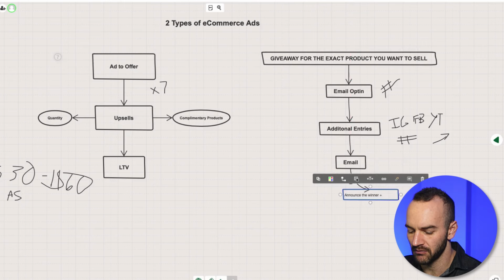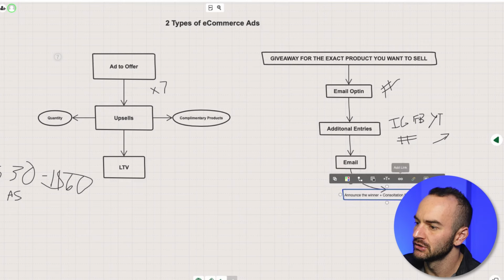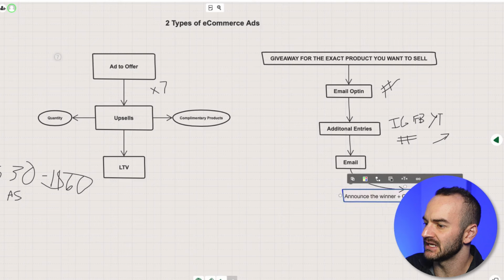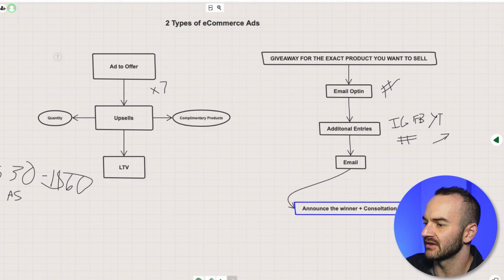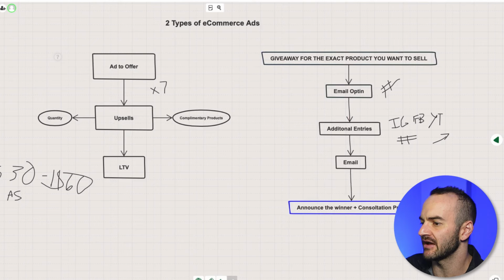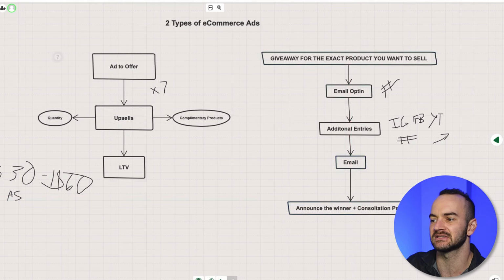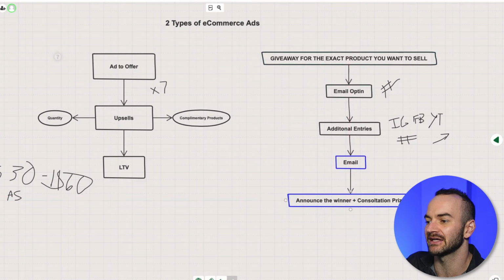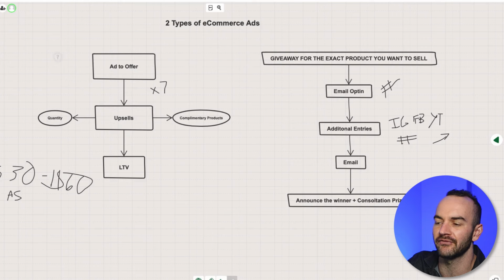plus consolation prize. So they're going to get an email on the day that announces who won the giveaway. And as you can imagine, pretty much everyone opens this because it says, and the winner is, or something to that degree in the subject. And they've all been waiting.